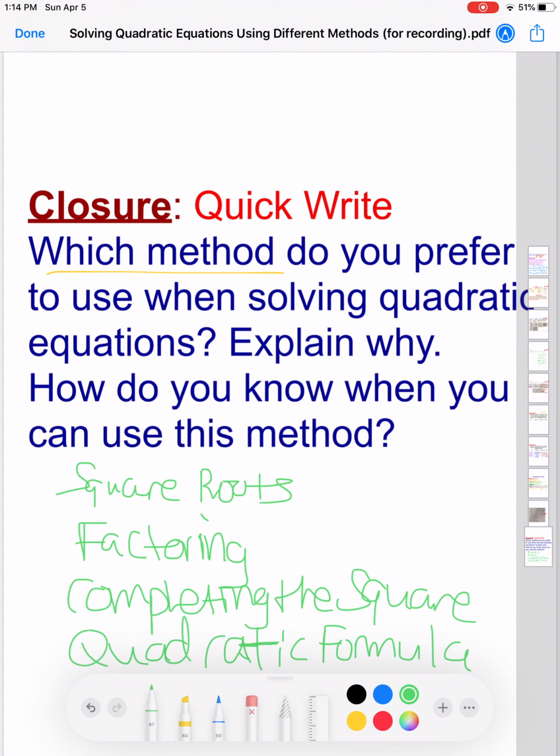So I want you to think about, from these 4 methods, which one do you prefer and find the easiest, and also how do you know when you can use these methods? Again, there are great notes to use back on page 13 of your packet. Please just think about this question to sort of summarize all of the work that we've done with solving quadratic equations.